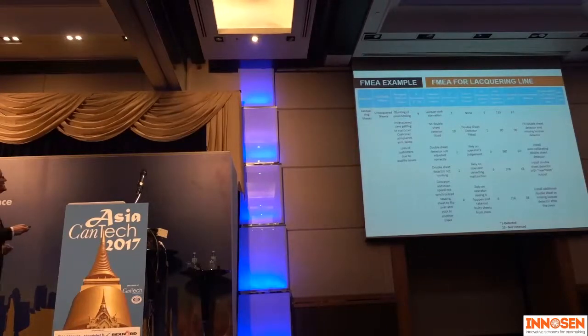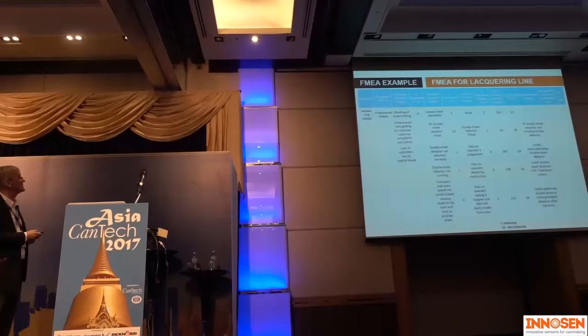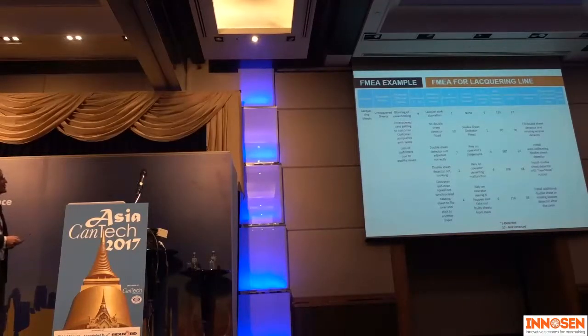The next thing is that you then start looking for all the potential reasons why you could have an unlacquered sheet. Somebody could have forgotten to fill up your lacquer tank. You might not have a double sheet detector fitted. The double sheet could have perhaps not been adjusted correctly. So there's a load of things that could cause it. And what you do is you then give a number for how often that actually occurs.